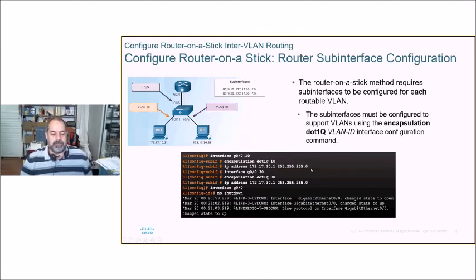and then you give it an IP address. Then you go in and do another sub-interface, which is going to be VLAN 30, encapsulation dot1Q 30, IP address. And so that's created the sub-interfaces. Then you go into the physical interface and turn it on. And so up they all go, and you've got inter-VLAN routing working using a trunk link.